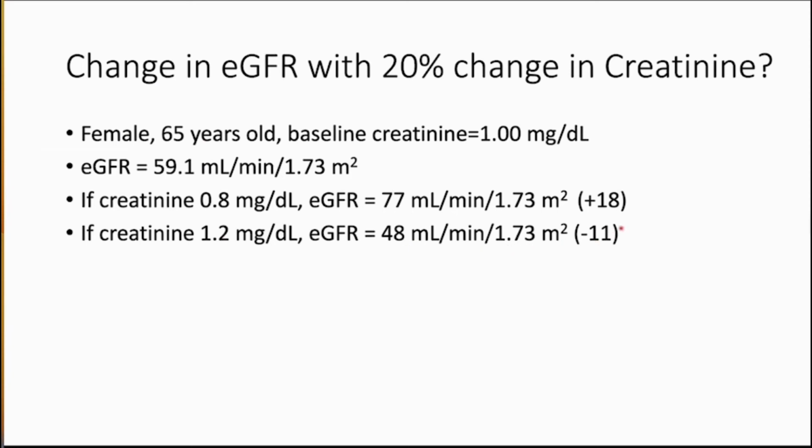So in other words, what this is saying is that within this specific individual, you could have a drop in eGFR of 11 to an increase of 18, and she would still be within the range that you would expect given biological variation, which seemed kind of wide to me, but that's what the data show.